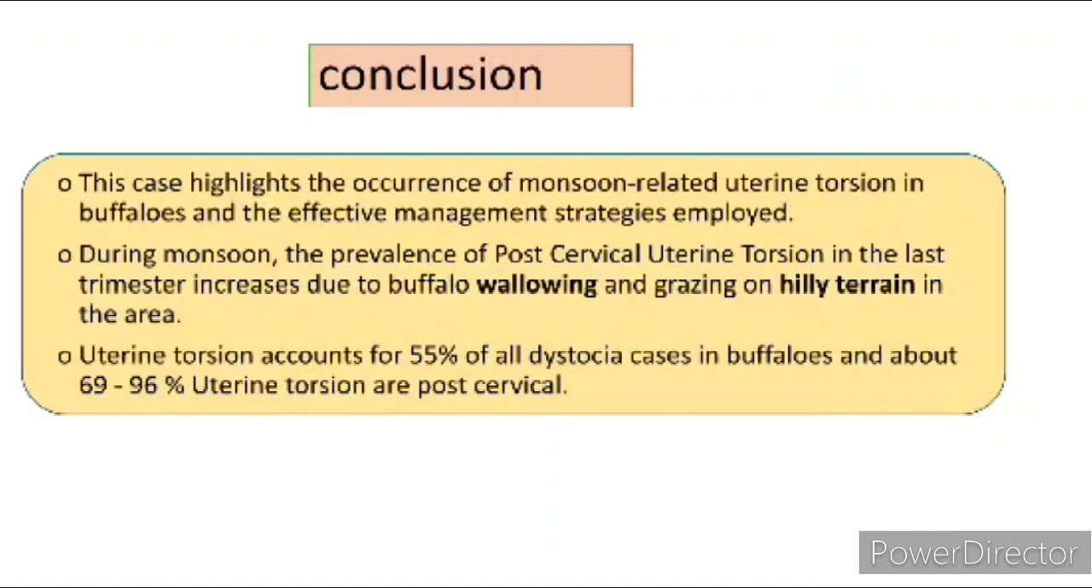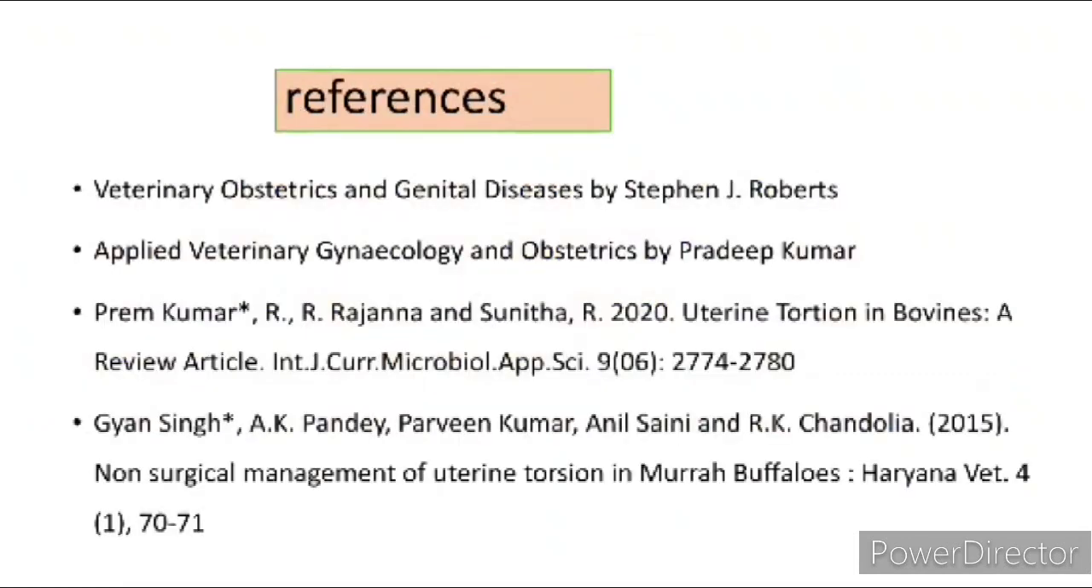So, what is the conclusion of this clinical case? This case highlights the monsoon-related uterine torsion in buffaloes and its effective management strategies. During monsoon, the prevalence of post-cervical uterine torsion increases due to wallowing as well as grazing in hilly terrain. Uterine torsion, as I already told, accounts for almost 55% of all dystocia cases in buffaloes, and about 69 to 96% of uterine torsions are post cervical. So these are my references.